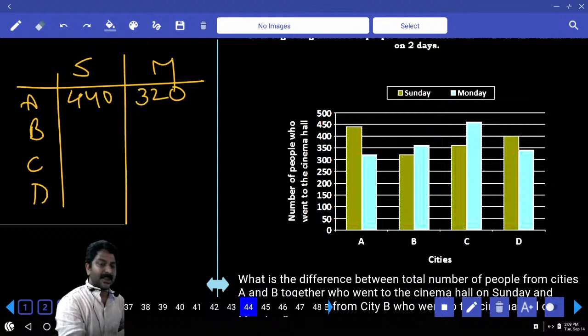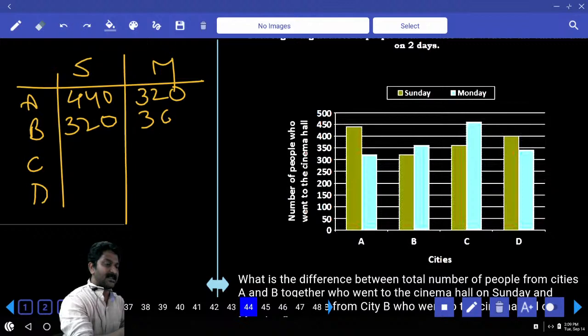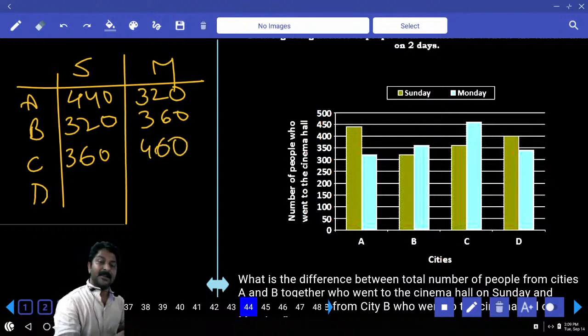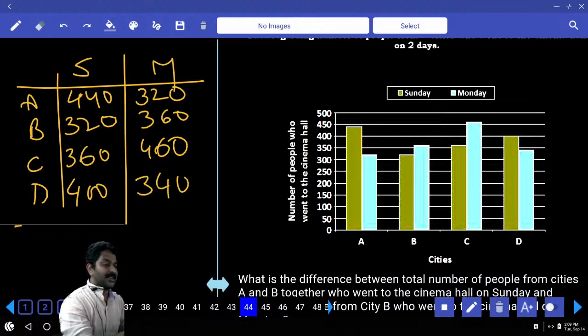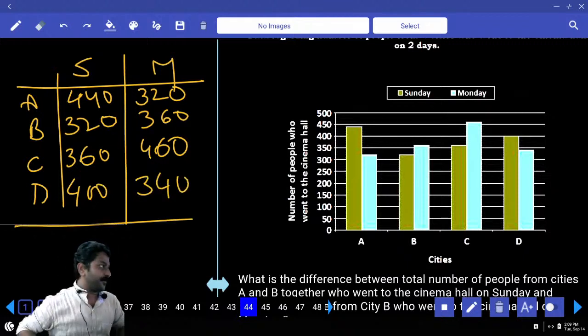AB values 320, 360, 320, 360, 360, 460, and then next 400, 340, correct, 400 and 340. So it is very important to write the table.